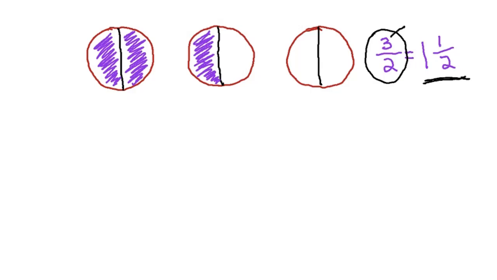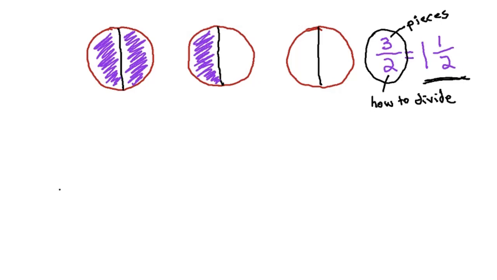So up here, the 3 would be how many pieces, and the 2 would be how to divide each pizza. How did we divide the pizza? We cut them in half, and that's the number 2.